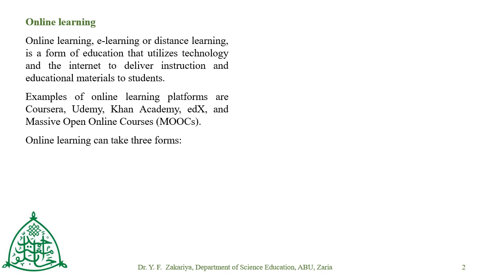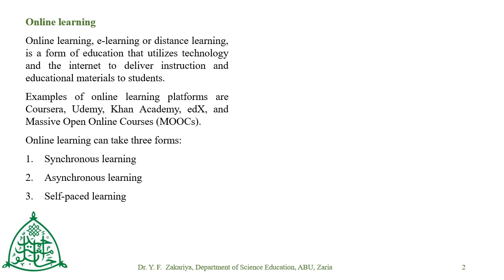Online learning can take three forms. The first form, it could be synchronous. By synchronous, we mean both the student and the teacher will be online together at the same time. While for asynchronous, the student and the teacher will be online at different times. When the student is online, the teacher may not be online. And when the teacher is online, the student may not be online. In essence, the student will follow a recorded instruction.